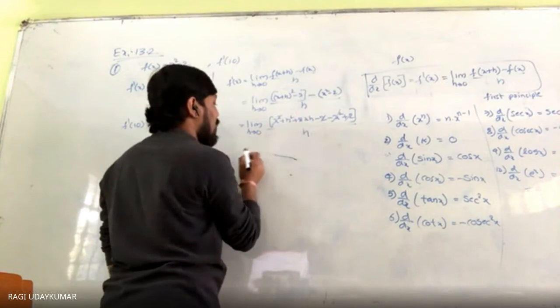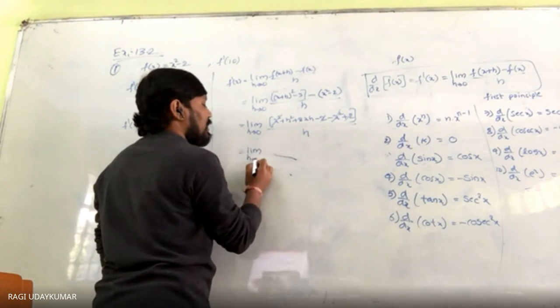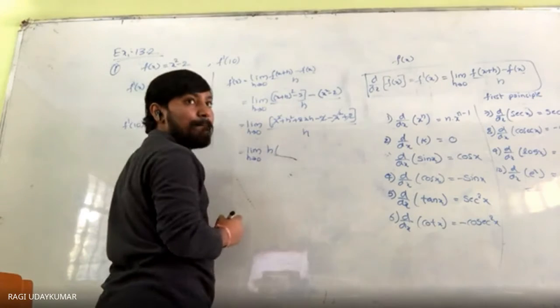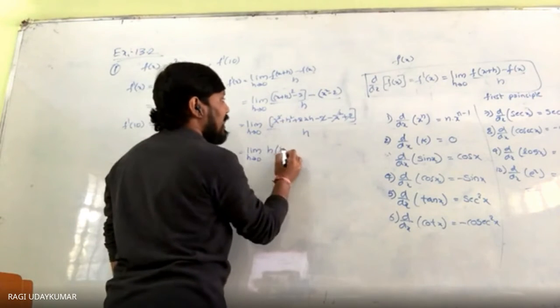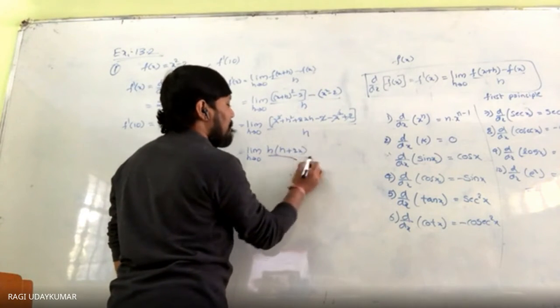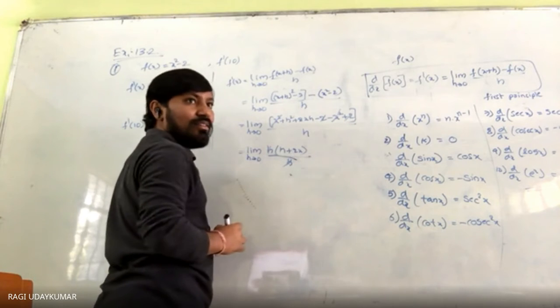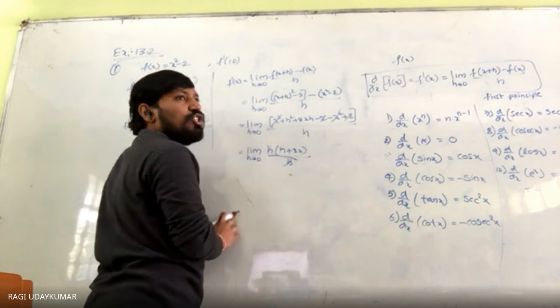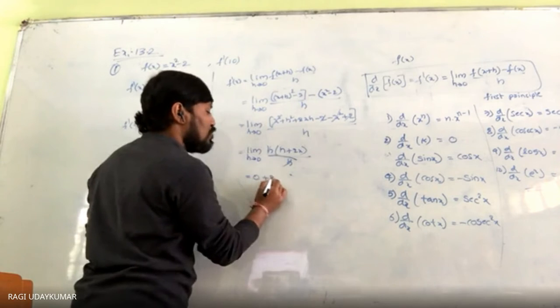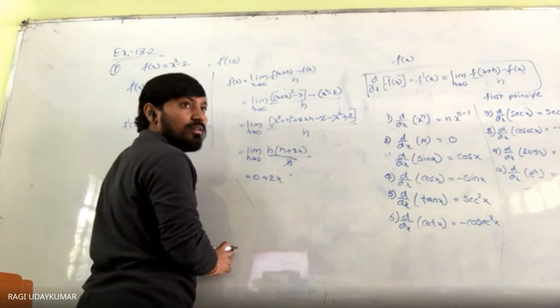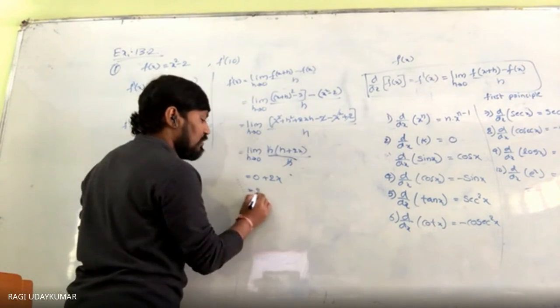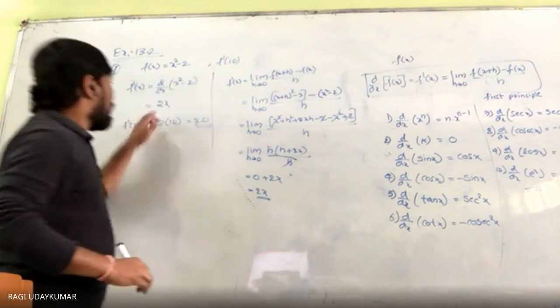From this, you can take h common. So limit h tends to 0, h common. What do you get? h plus 2x by h, cancel. Then after that, substitute h equal to 0. So 0 plus 2x you are going to get, which is equal to 2x. 2x again.